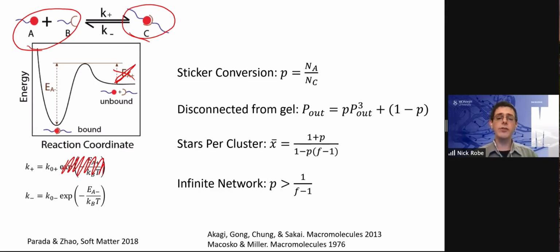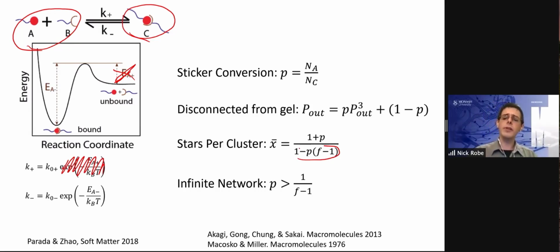From these reaction rates, you can get at an equilibrium sticker conversion rate, the fraction of stickers that are stuck at any point in time. You can do further analysis to find quantities like the fraction of stars that are part of that system spanning cluster, or the average number of stars in a cluster if we have small clusters in the system.